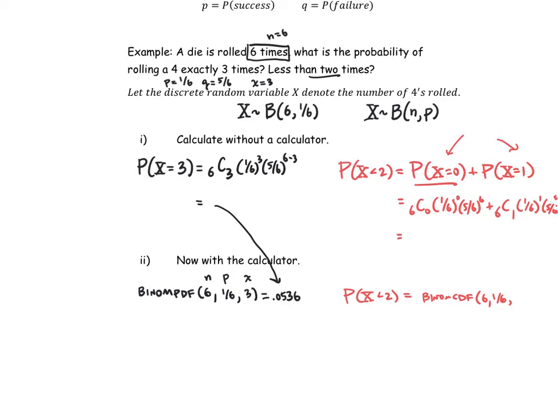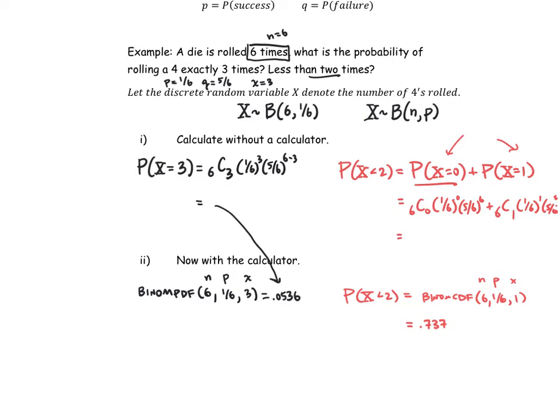So I want to accumulate 0 and 1. I don't want to accumulate 2 unless it was less than or equal to 2. So I want to put a 1 right there. So again, n and p and your X value. Okay, so binomial CDF, 6, 1/6, and 1 comes out to be 0.737. So a little over 73%, almost 74.